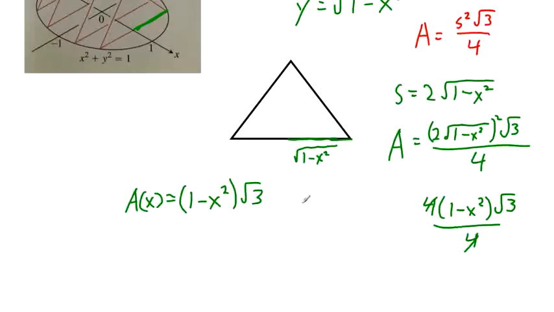Now that's what the question is asking. Now if you wanted to keep going and find the volume of this whole thing, what you would do is take the integral of the square root of 3 from negative 1 to 1 of 1 minus x squared dx, and then just take that integral, and that'll give you the volume.